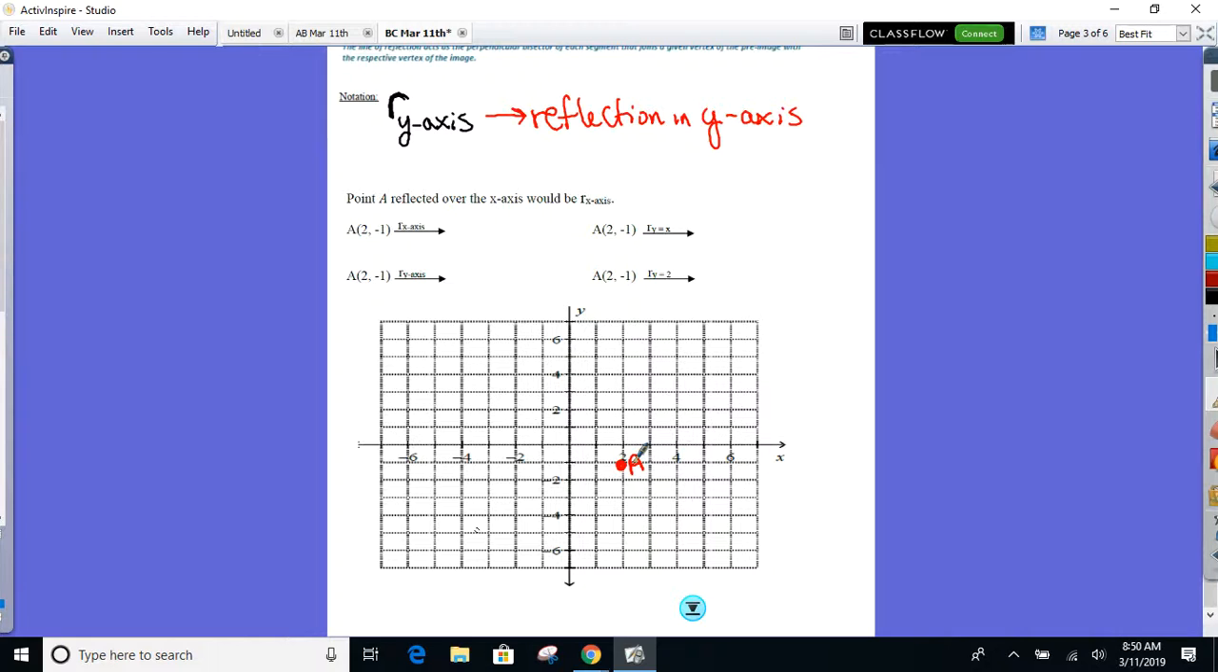First thing I want you to do, lowercase r with the x-axis. What am I asking? Reflect over the x-axis. All right, it may have been a while since you've done this, so I'm going to go slow. How do I reflect in the x-axis?